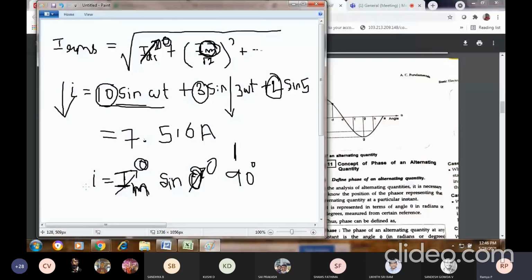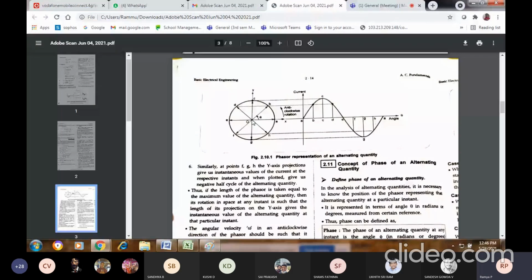And suppose I take some point D, or if you want to explain at point B, what is my angle here? I don't know the exact angle, but assume it as 45 degree. What is sin 45? 1 by root 2, which is 0.707. No, I don't want the value. I will take it as it is.